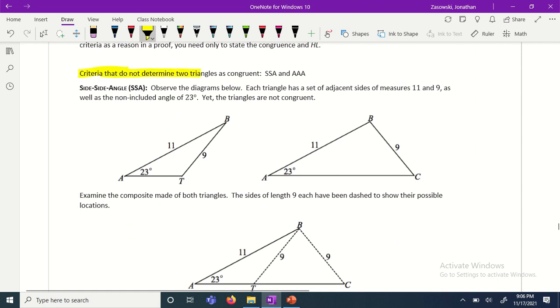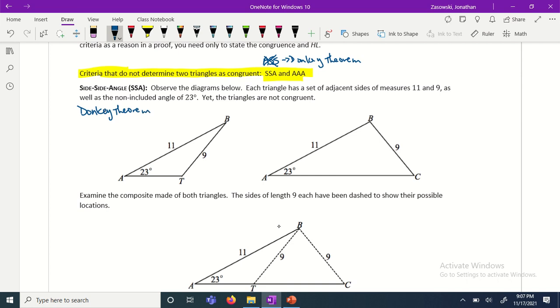What criteria do not count? There are two of them. We talked about side-side-angle or angle-side-side. Can't use this one. This is the donkey theorem. And angle-angle-angle. So here's the donkey theorem.